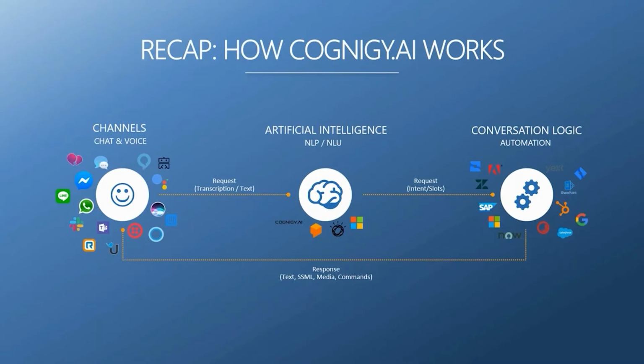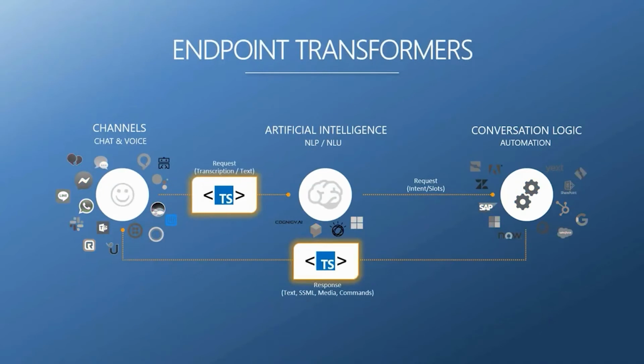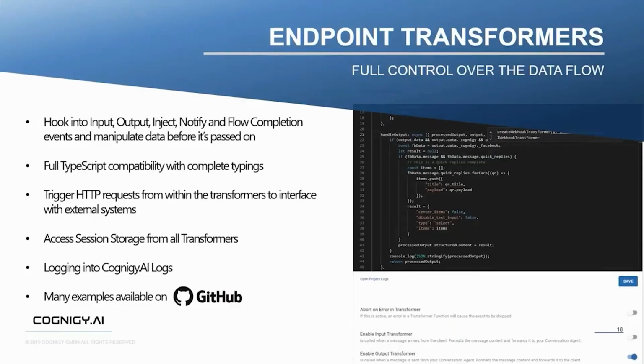So what we've done here, we've essentially opened up our endpoints to developers, meaning you can code directly inside Cognigy AI in the endpoints and hook into the various events they expose. And whilst this might sound very technical, bear with me. I'm going to show you 5 examples of amazing things you can do with it. But to give a general overview of endpoints, so you can hook into the input events, output, inject, notify, and flow completion events. And you can manipulate data while it's passed on.